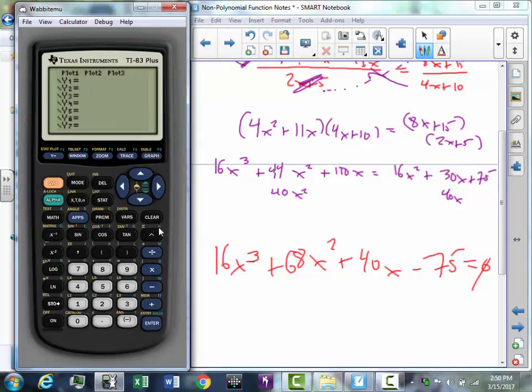I'm going to grab my own personal calculator. I just want to test something. What was the original? I'm going to graph the original now. X divided by bracket 2x plus 5, and then plus 2x. And then the other one is bracket 8x plus 15 divided by 4x plus 10. Oh, no, there's an answer.